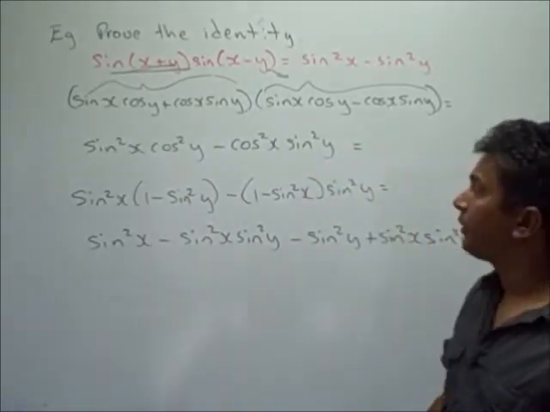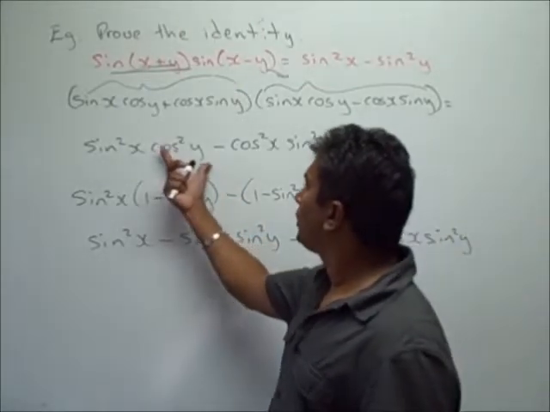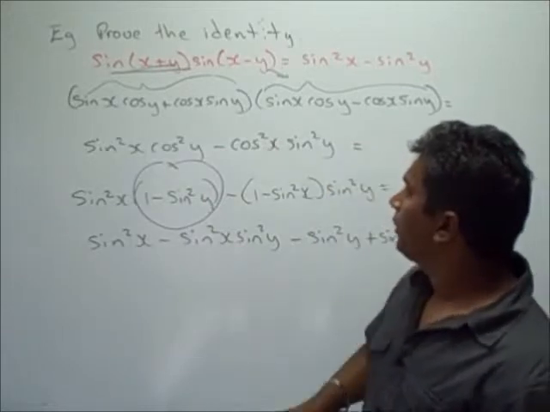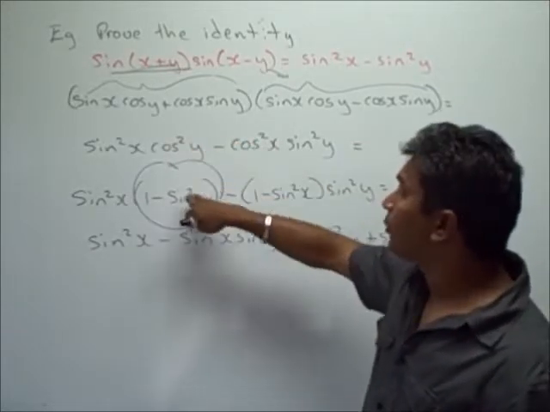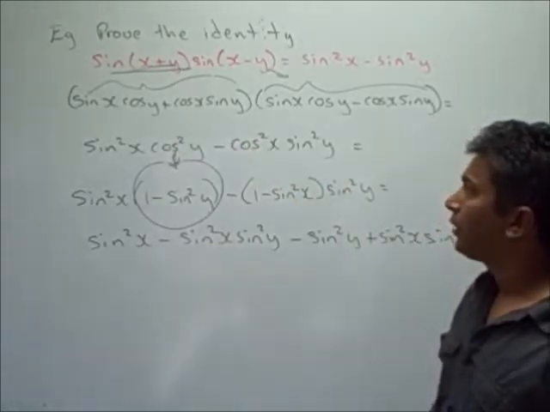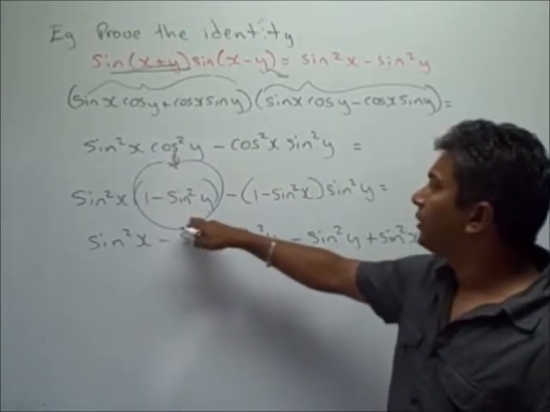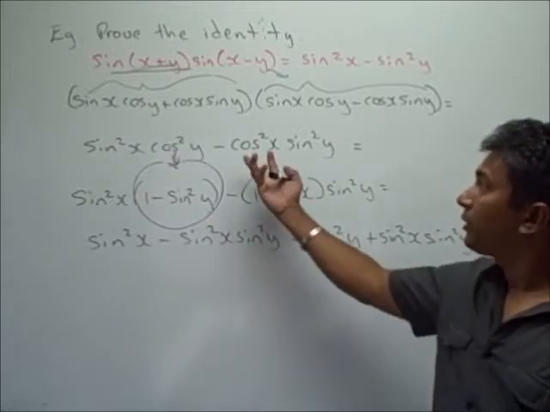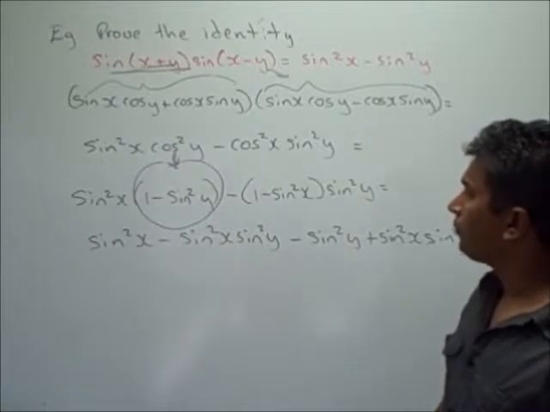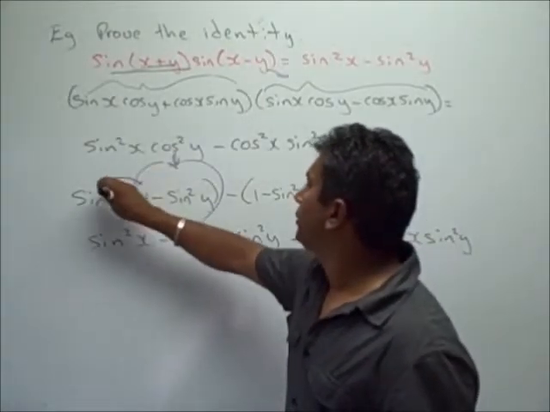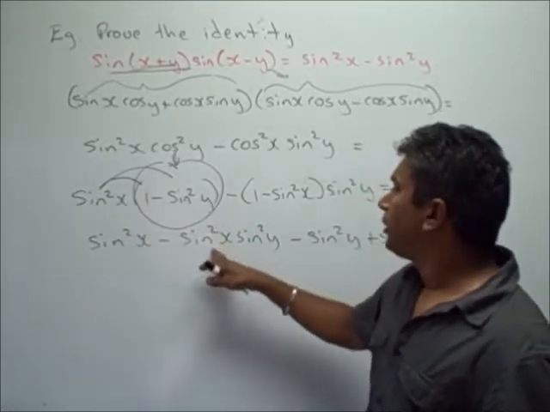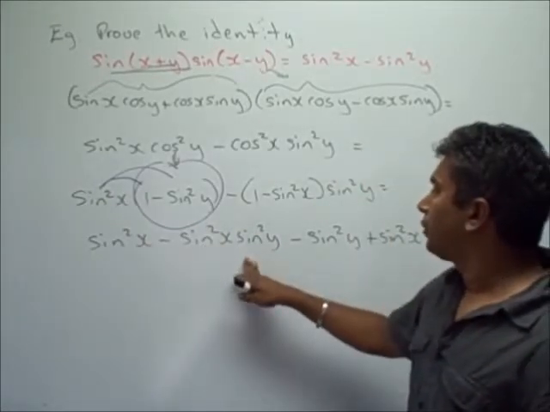Now we know from our Pythagorean identity that cosine squared x is equal to 1 minus sine squared x, or in this case cosine squared y is equal to 1 minus sine squared y. So we can replace cosine squared y with 1 minus sine squared y. Similarly, we can replace cosine squared x with 1 minus sine squared x. Now if we distribute the sine squared x, this becomes sine squared x minus sine squared x sine squared y.